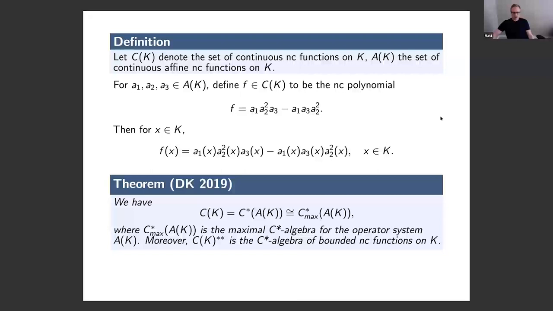And it turns out that there's actually a very nice description of these spaces. They're very closely related. So the space of continuous NC functions is the C-star algebra generated by the space of continuous affine NC functions. If you're familiar with the notion of maximal C-star algebra for an operator system, it turns out that we can actually identify C(K) with this maximal C-star algebra. The bidual is exactly the space of bounded NC functions on K, where by bounded there's a natural notion of uniform norm, which I'm not going to need, so I won't get into it. But the point is that there are very nice descriptions of these objects that are completely analogous to the descriptions of their classical or commutative counterparts.